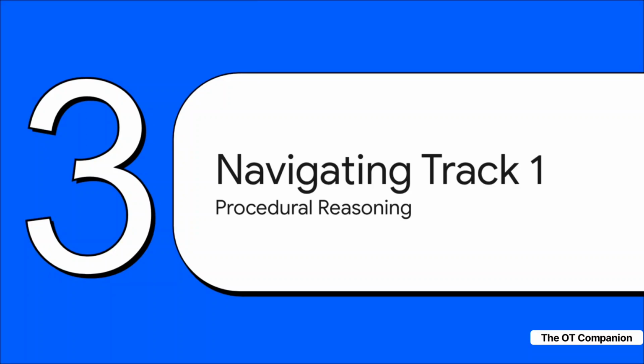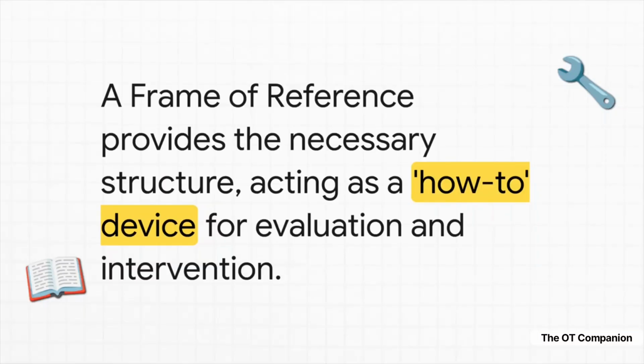All right, let's dive into that first track, procedural reasoning. This is the technical side of things, the nuts and bolts, really the how-to of the profession. And this is exactly where those frames of reference, or FORs, we mentioned earlier come into play. An FOR is basically the vehicle's official instruction manual. It's a theoretical guide that gives you the how-to for assessing a problem and then lays out a step-by-step plan for how to treat it.